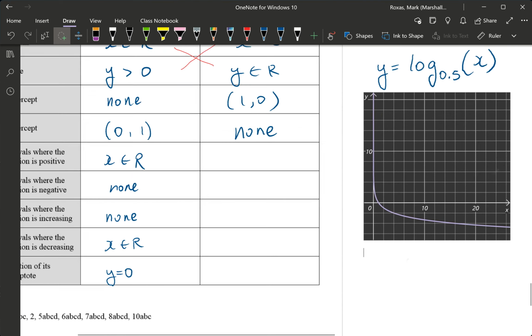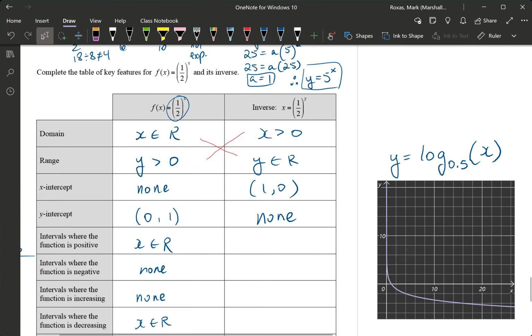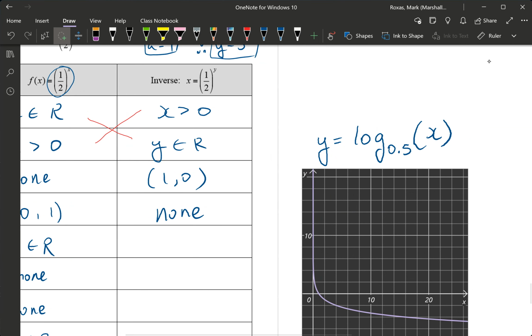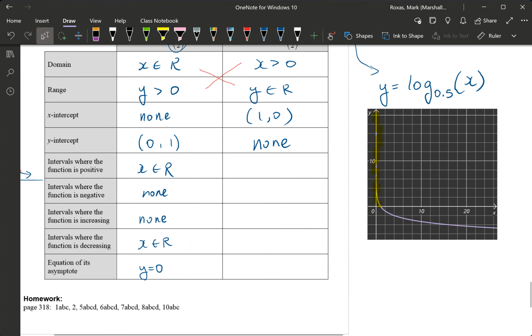And so for the rest of this, I'm going to just show you a plot of the graph of the inverse function, right? So here it is. So x equals (1/2) to the power of y can be written in logarithmic form: y equals log base 0.5 with an argument of x. And here it is. Okay. So you have the y-axis as the vertical asymptote. And we can answer the rest of the questions, right?